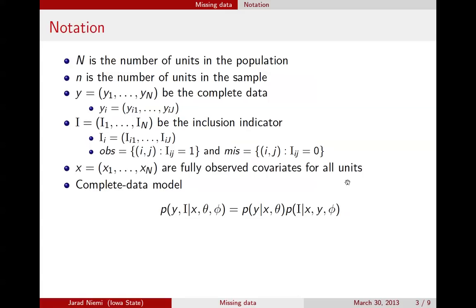Okay, so that's the complete data model, and what we'd be interested in typically is the posterior in this format, where now anything that's unknown is a random variable, and it comes into play in our posterior. So obviously our parameters theta and phi here are unknown, but also all of our missing data is unknown. And we can write this as proportional to the complete data model.